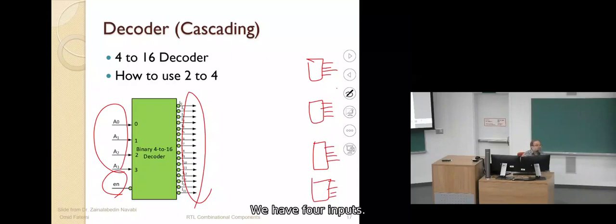We have 4 inputs, A0, A1, A2, A3. What do we put as input there? And you know that when we have an input, only one of the outputs should be active. The rest would be 1. Okay? So we have to build something like that. So what do we do?